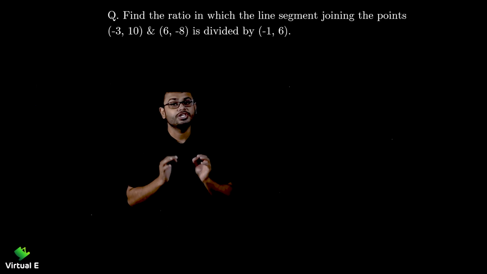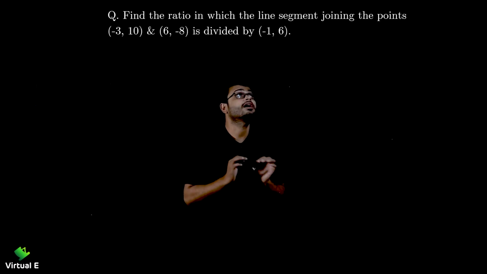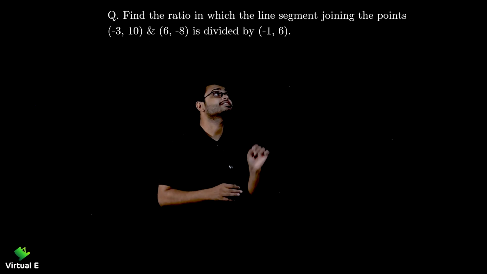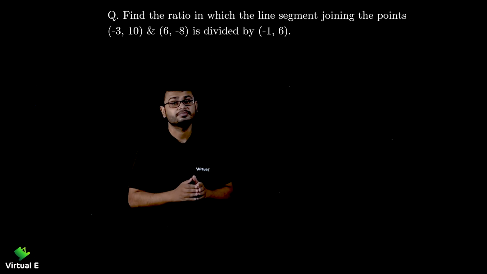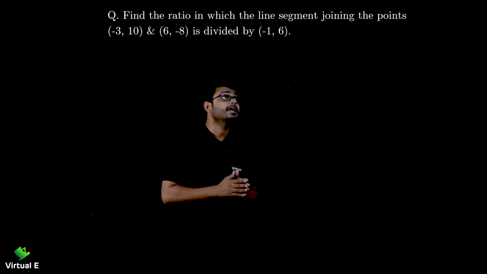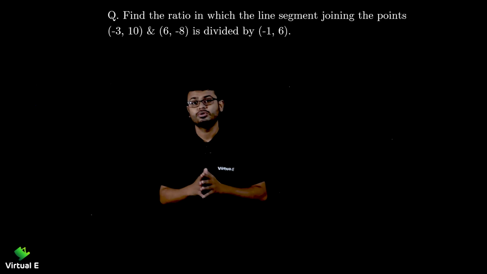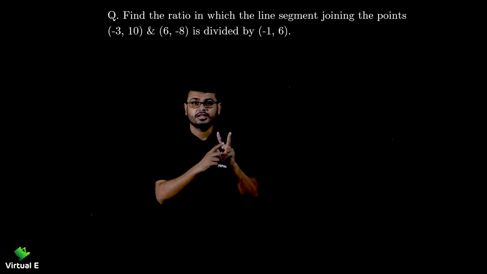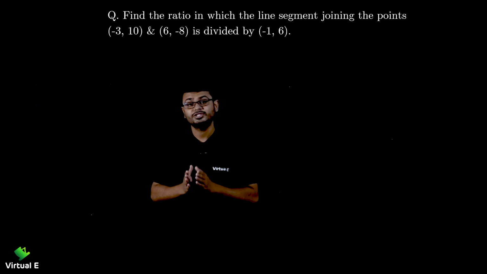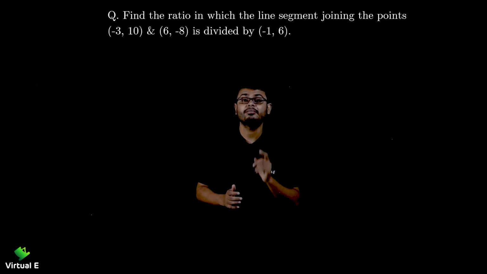Find the ratio. We need to find the ratio. Find the ratio in which the line segment joining the points (-3, 10) and (6, -8) is divided by (-1, 6). So 2 points are also given. The ratio point is also given. Okay, so we need to find the ratio. This is the reverse question where we need to find value of m1 by m2.